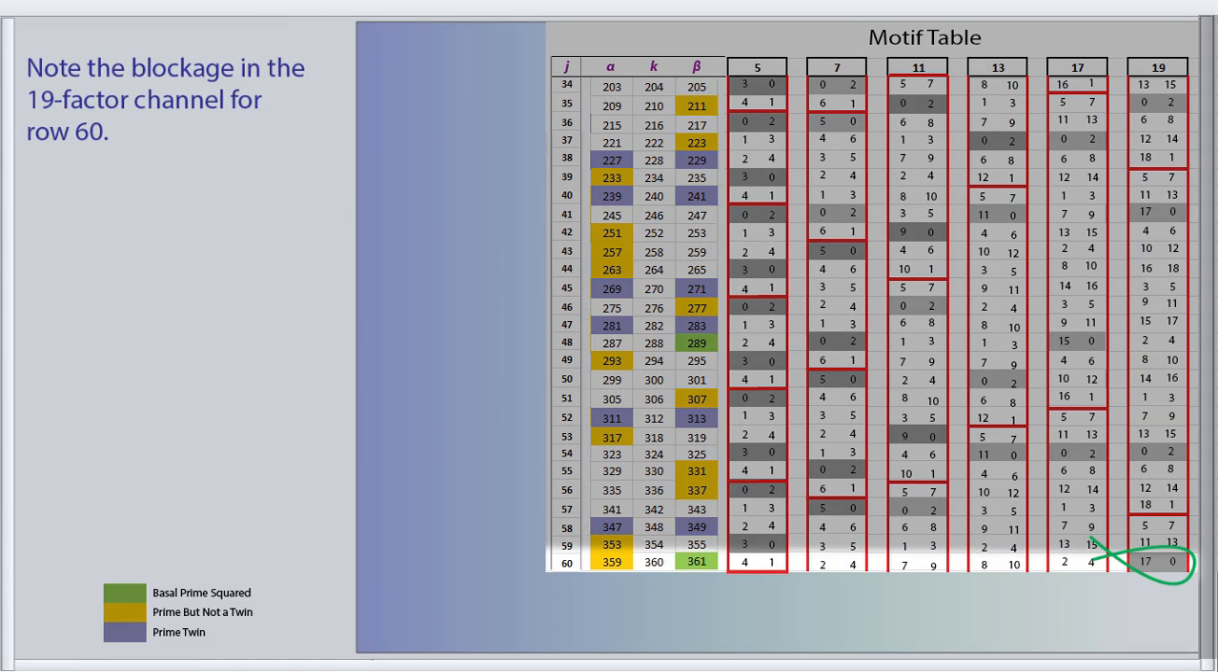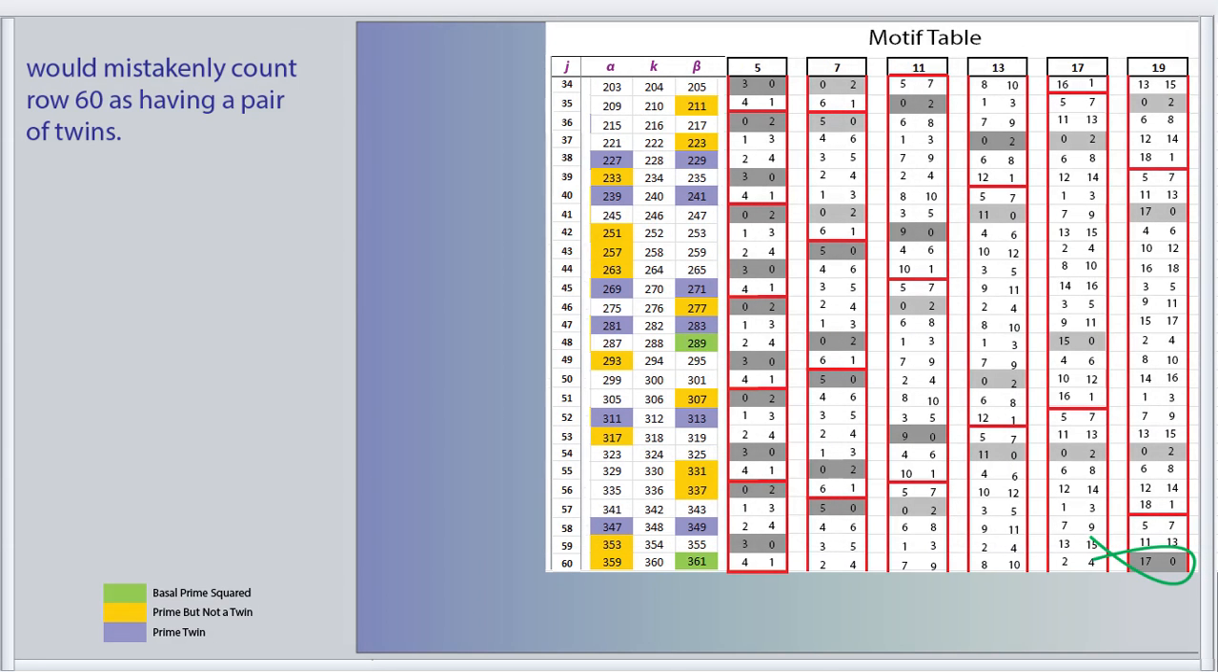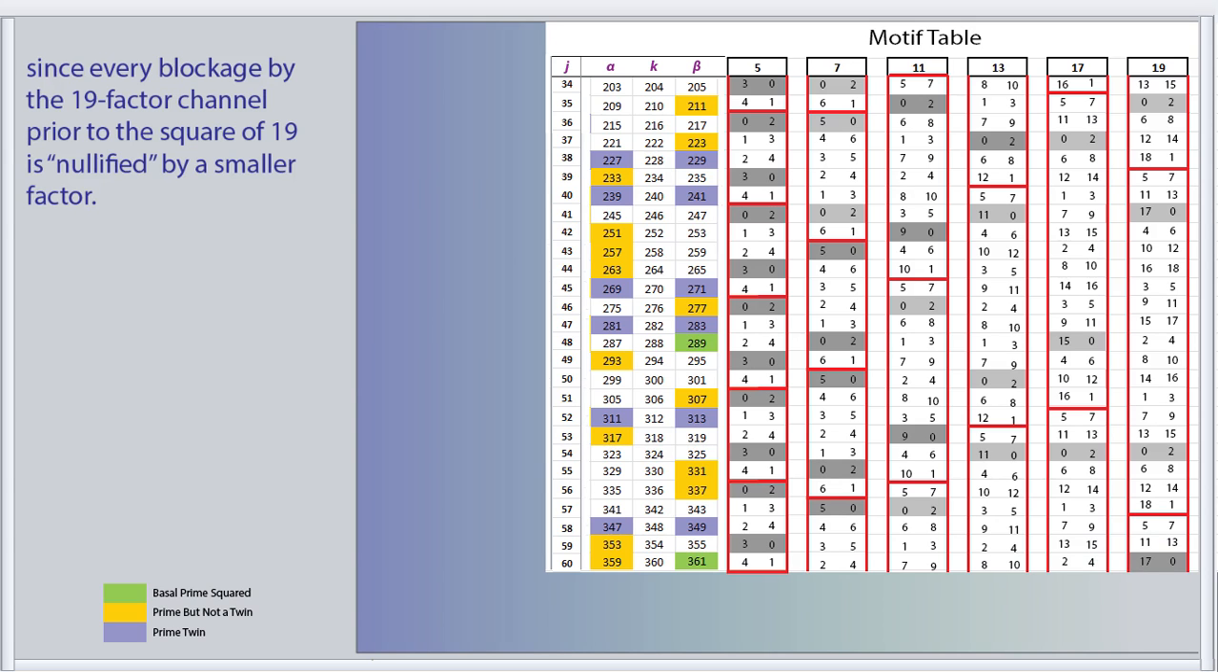Note the blockage in the 19 factor channel for row 60. If we did not include the 19 factor channel, the calculation would mistakenly count row 60 as having a pair of twins. Prior to row 60, the 19 factor channel did not need to be included, since every blockage by the 19 factor channel prior to the square of 19 is nullified by a smaller factor.